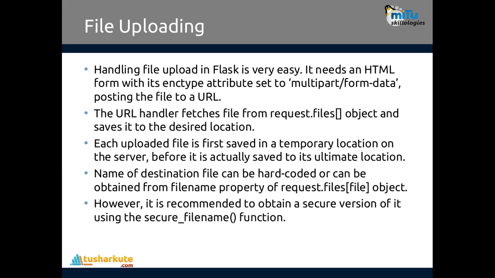Each uploaded file is first saved in a temporary location on the server before it is actually saved in the ultimate location. The name of the destination file can be hard coded, or it can be obtained from the filename property of the request.files file object. However, it is recommended to obtain a secure version of the filename using the secure_filename function. So the function is secure_filename, which I will be using there, and based on that we will send the file to the server. So this is how it can be done.